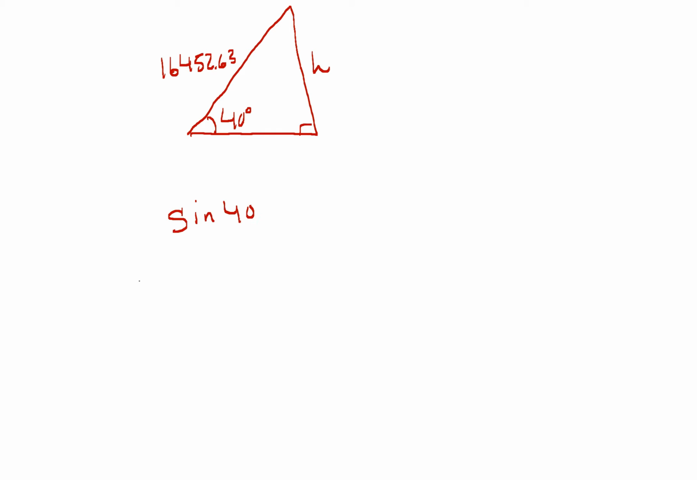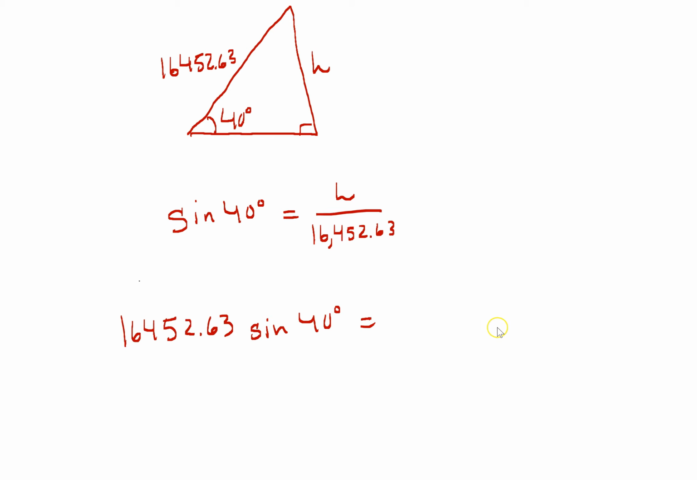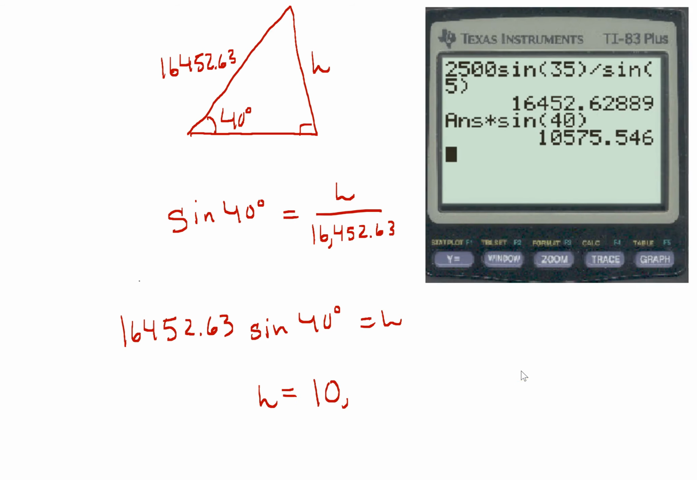All right, now I'm not using the law of sines here. I'm just using the definition of sine. Sine is the angle to the opposite side, h, over the hypotenuse. So that's the definition of sine in the first place. All right, multiplying both sides by 16,452.63 by sine of 40 degrees, punching it on a calculator here. Just make sure you know that you have to use degree value in the calculator here. And we get an answer of 10,576 feet.